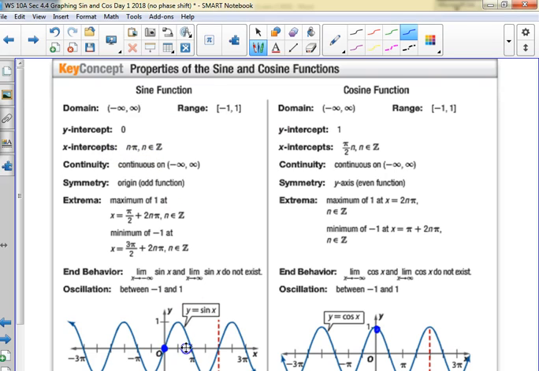X-intercepts for a sine graph that's not shifted at all, it crosses at pi, 2 pi, 3 pi for the x. The x-intercepts of a cosine graph without a period change would be pi over 2. It says every half a pi where you get integers. So you get 1 pi over 2. That's weird to me. It has to be odd integers, doesn't it?